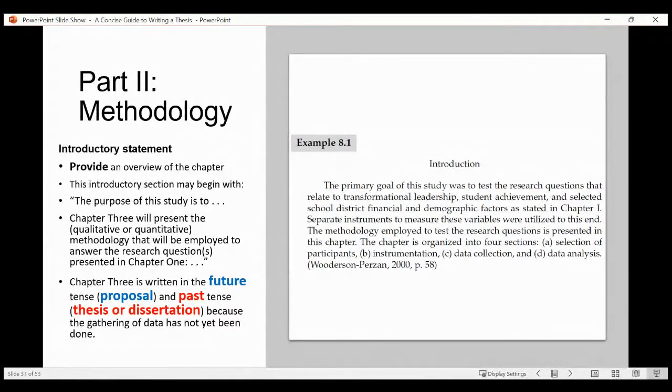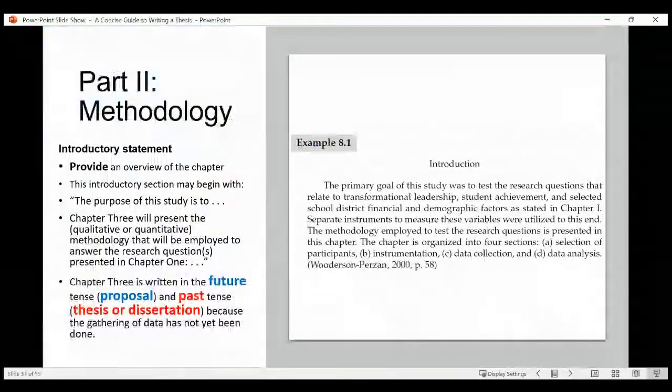As far as the tense, be careful. If you write your proposal, the 3 chapters, in the methodology chapter, use future tense. If you write your proposal, use future tense. The study will be conducted at X university, for example. The participants will be 10 teachers. But once you are done with your data collection and everything, and your dissertation is ready, the thesis is ready, then change the future to the past. The study was conducted at X university. The participants were 10 teachers. So be careful when you use tense in this situation.